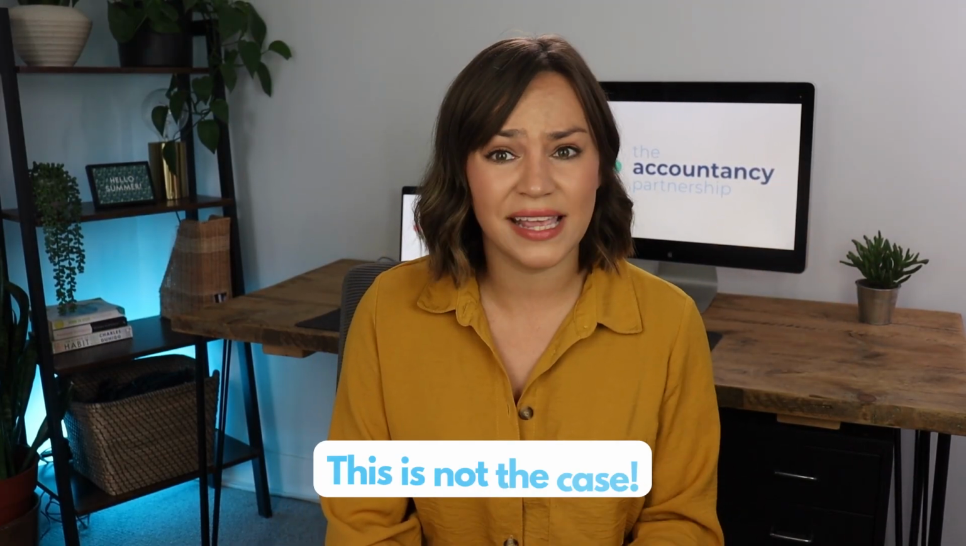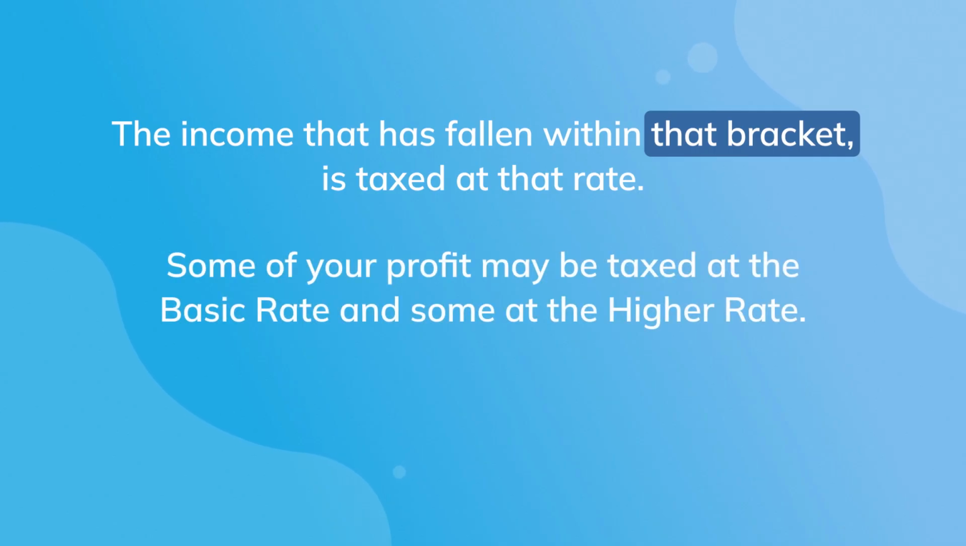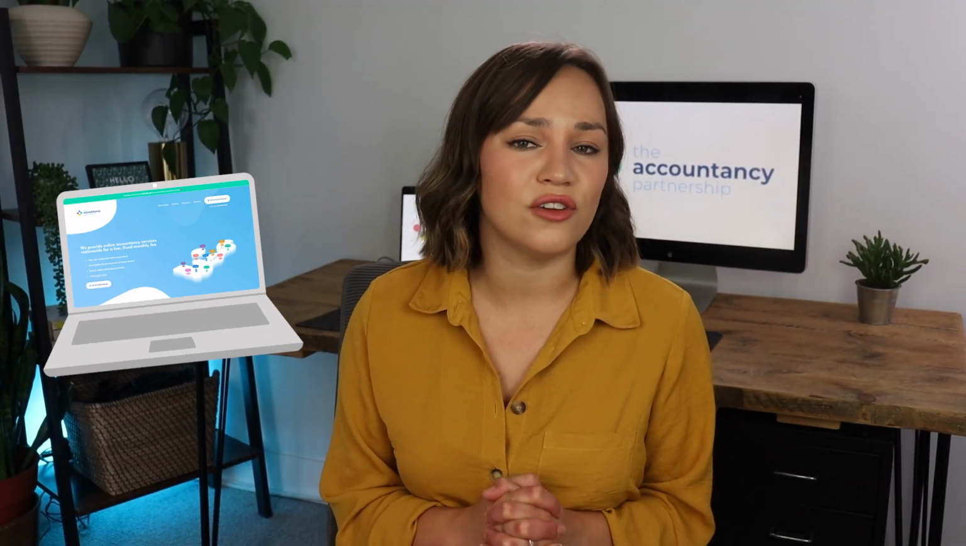Now, there's a common misconception that if your profits reach the higher rate bracket, for example, all of your income will be taxed at 40%, which is not the case. Basically, the income that has fallen within that tax bracket is taxed at that rate. So some of your profit may be taxed at the basic rate and some at the higher rate. It really depends on how much profit you've made. And the thresholds for each tax year, including your personal tax-free allowance, can change quite regularly, but you can check the most up-to-date figures on our website.